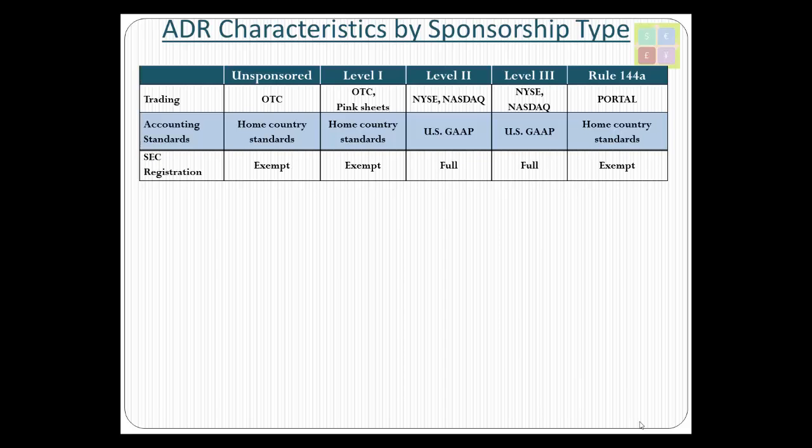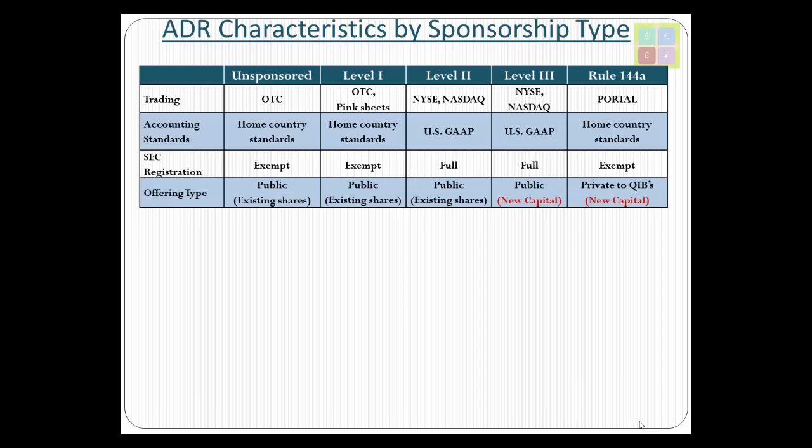As far as the SEC registration is concerned, the unsponsored and level 1 ADRs as well as Rule 144A ADRs are all exempt from SEC registration, whereas level 2 and level 3 ADRs require full SEC registration. Again, that is costly. Offering type, unsponsored ADRs is a public offering, and so is level 1, level 2, and level 3. They're all public offerings. The difference being that under level 3, you're able to raise new capital.